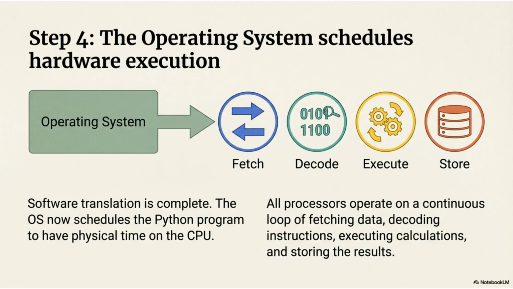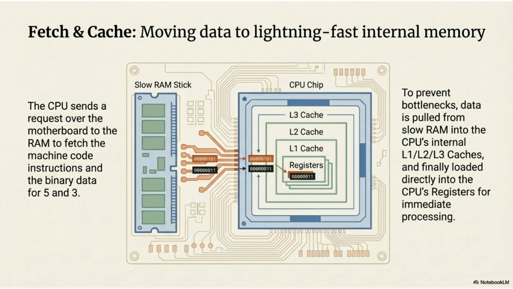The software translation is now complete. The OS queues the Python program for physical time on the CPU, starting the continuous loop of fetching, decoding, executing, and storing data. During the fetch and cache stage, the CPU requests data from the slow RAM.